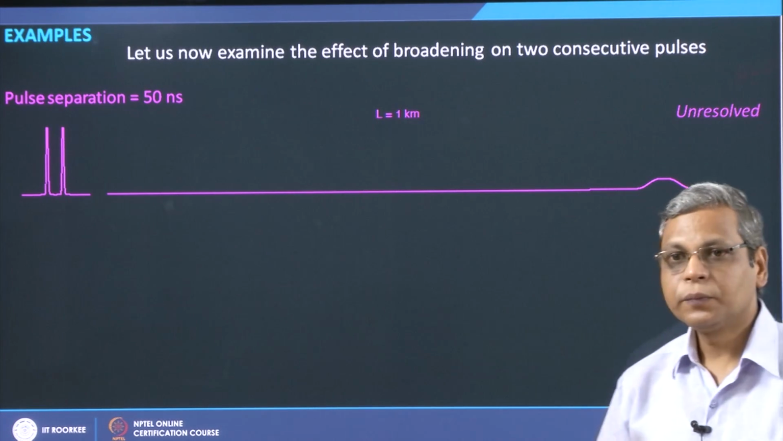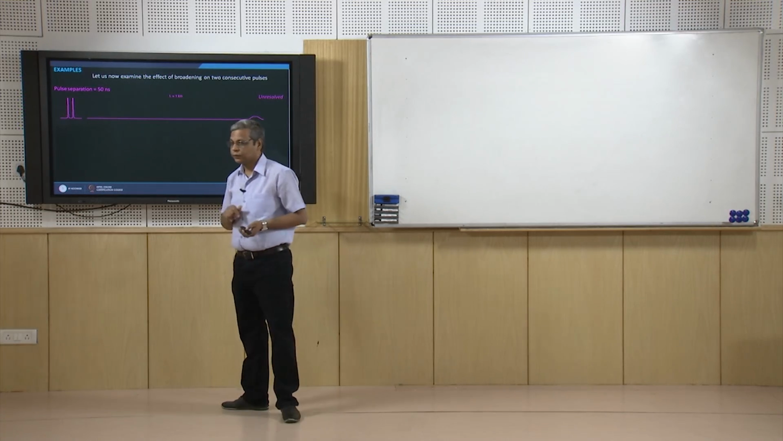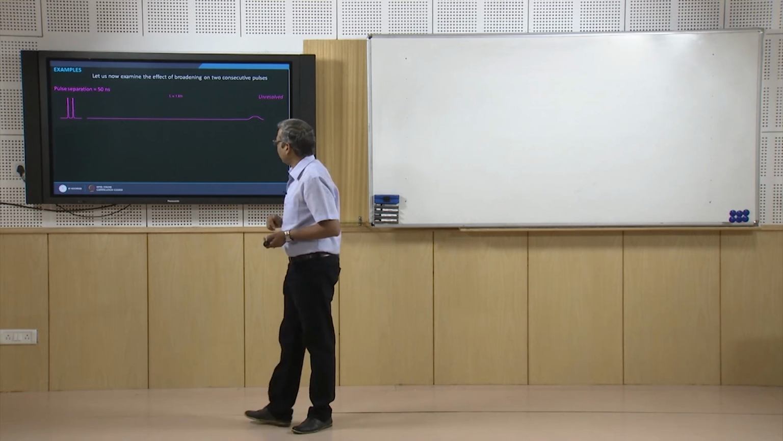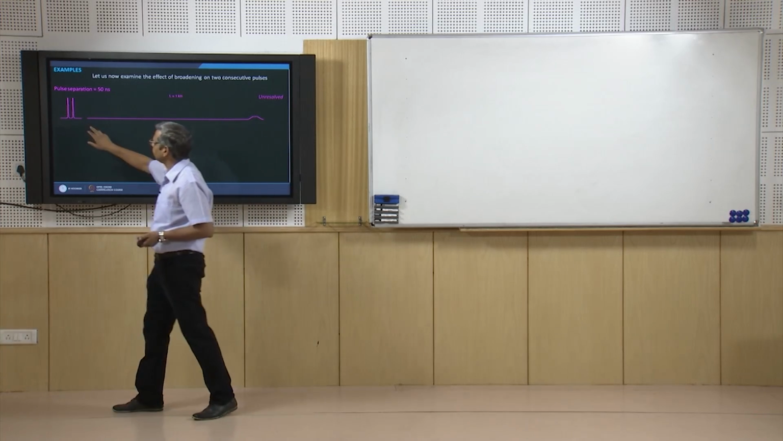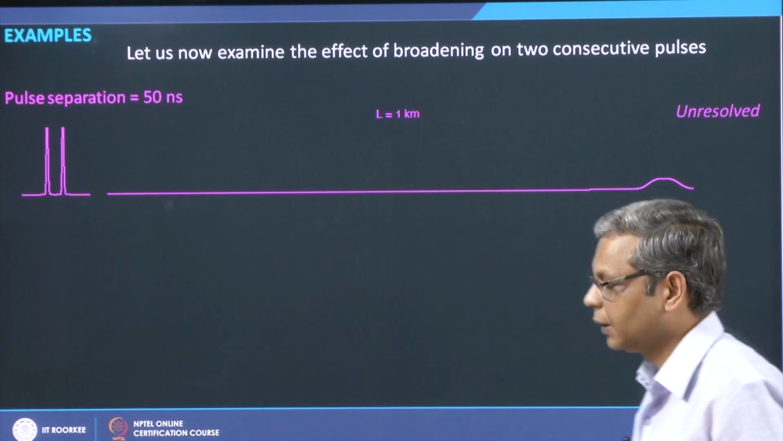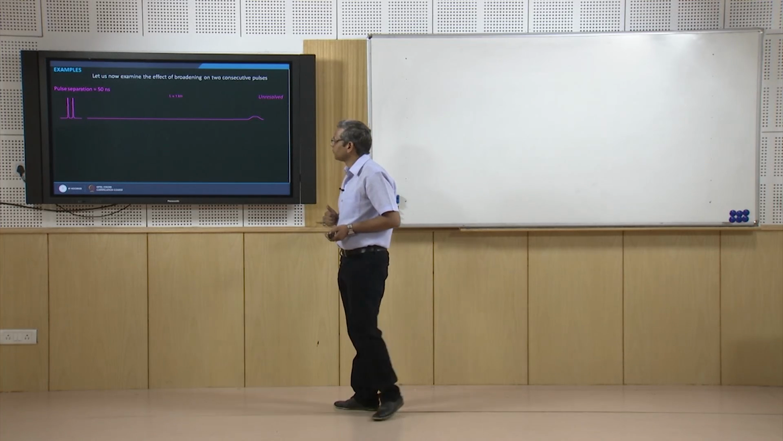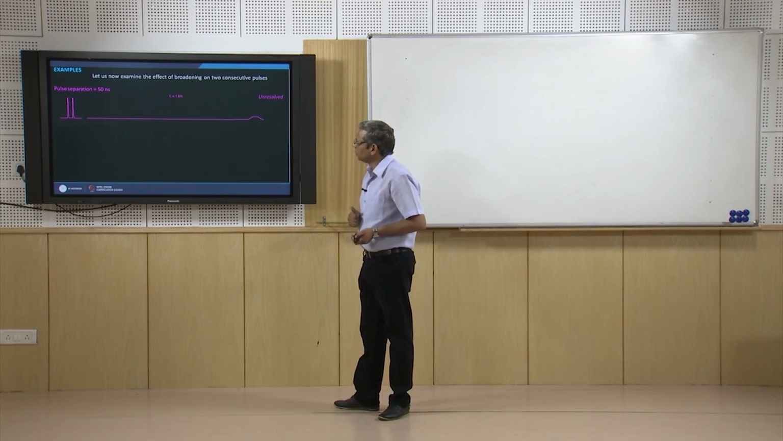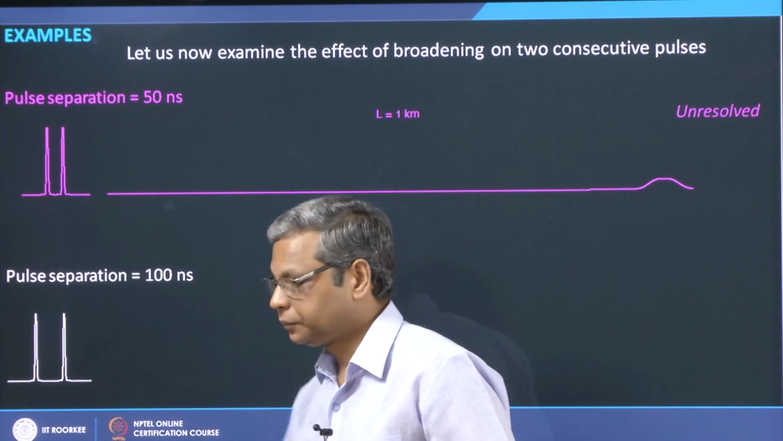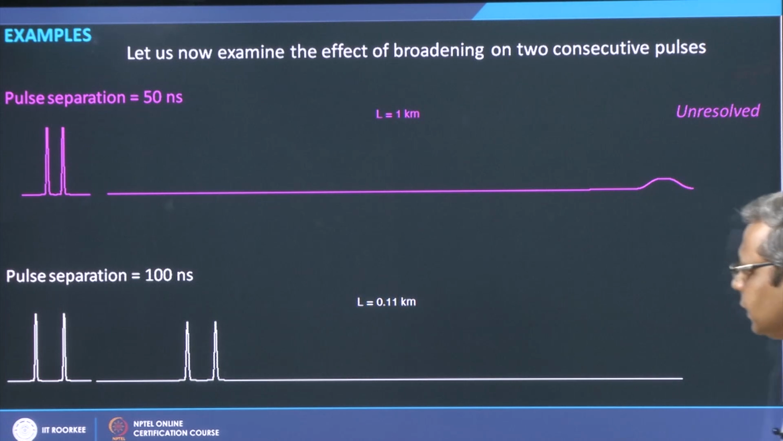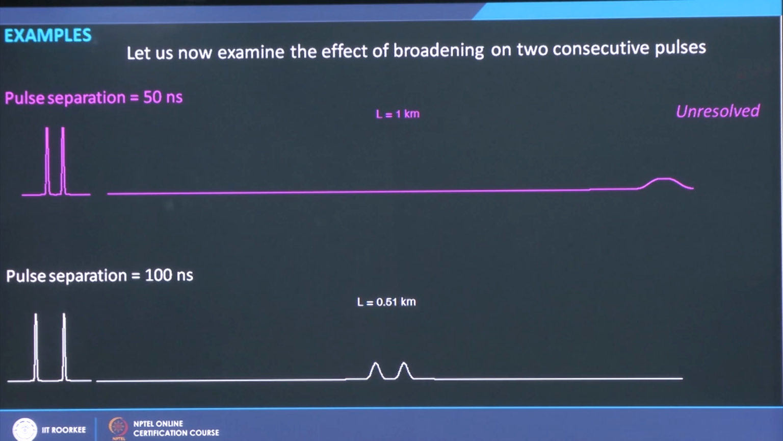So, what you will have to do, if you want to keep the length of the fiber as 1 kilometer and you still want to resolve them at the output end, is increase the separation between the pulses, okay, so that they are resolvable at the output end. So, let me now increase the separation between the pulses and make it 100 nanosecond. Now, if I propagate these through this fiber, I can see the pulses are broadened, but they are still resolvable.